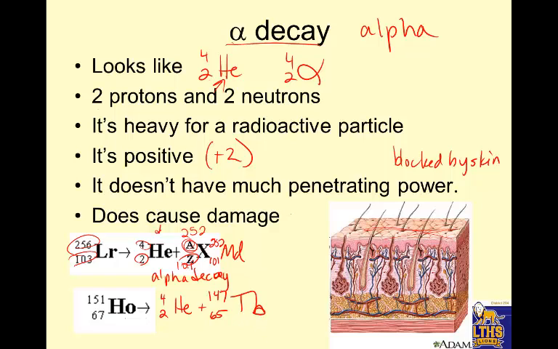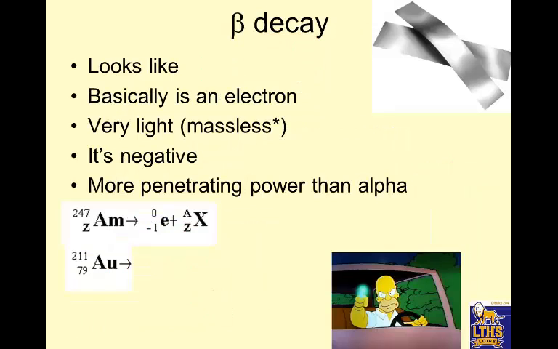Okay, so how do you write an alpha decay reaction? Well, we show the alpha particle on the product side of the arrow, and then the new nucleus, which you use the periodic table to find. All right. So what other kinds of radiation are there?